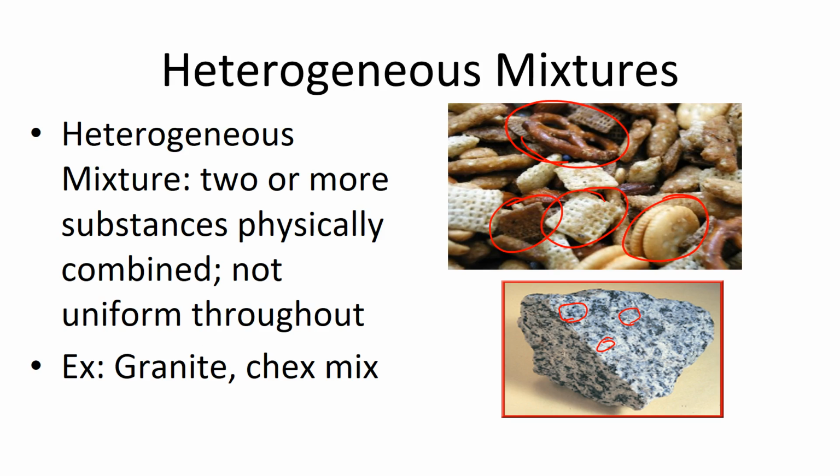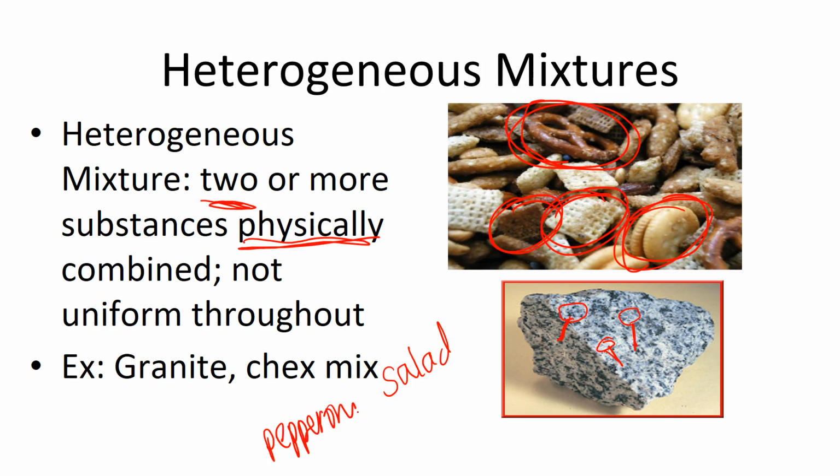So heterogeneous mixtures are two or more substances that are physically combined and they're not uniform throughout. For example, in this granite you can see these little black pieces, the white pieces, the gray pieces, all different colors. And in the Chex Mix you see these Ritz crackers, these little pieces here, this pretzel, okay? They all look very different. Other examples would be any kind of salad or pepperoni pizza. Basically anything that you can see the individual components, or there's a clear difference there.